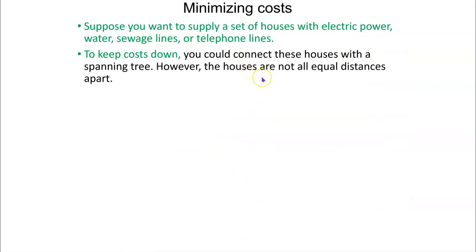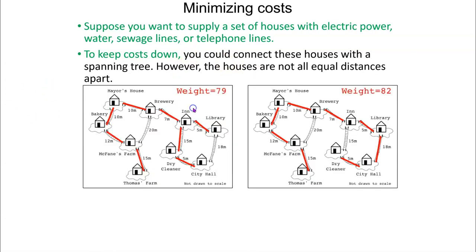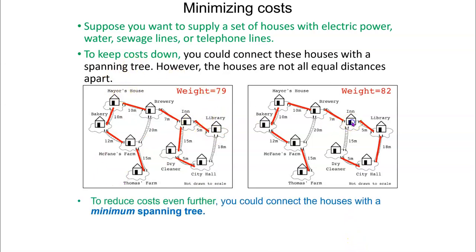Okay, so what do we want to do? Suppose you want to supply a set of houses with electric power, water, sewage, or telephone lines. To keep costs down, you can connect the houses with a spanning tree. However, the houses are not all equal distances apart. So here, this spanning tree has a weight of 79, here it has 82.